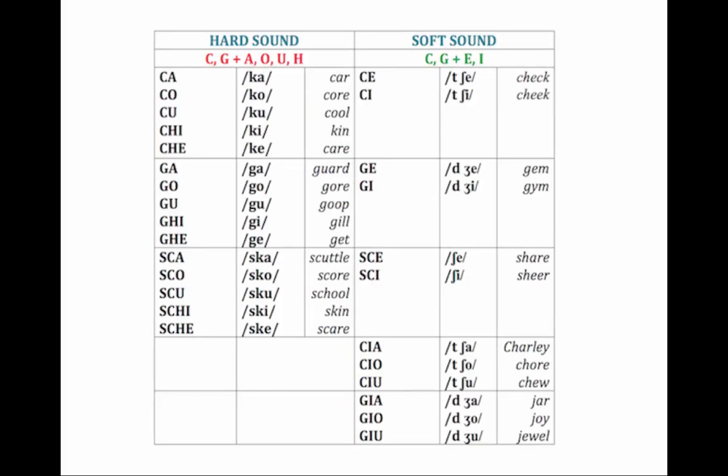To conclude, here is a handout of the soft and hard pronunciation of letters C and G, which is the most important part. You can print it out. It's also posted on Blackboard, so you have a quick reference as to the pronunciation of these two sounds, either K and G or Ch and J.